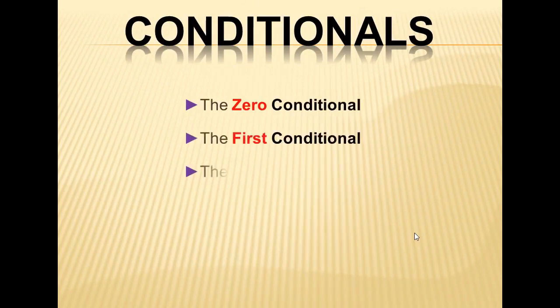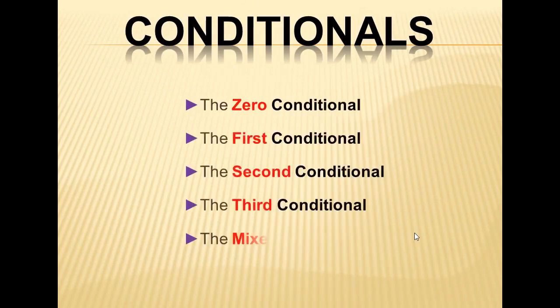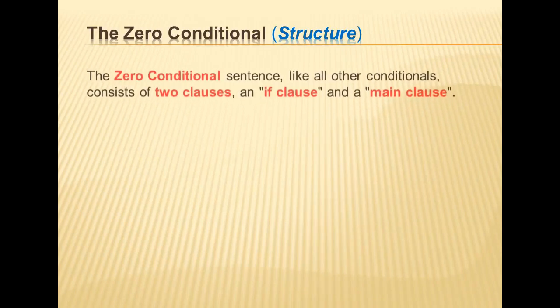Actually, there are zero conditional, first, second, and third. The last one is mixed conditional. But first, I would like to show you only one conditional, and the conditional that I show you is the zero conditional. So when do we use the zero conditional and how do you use it? Please take a look at this video.